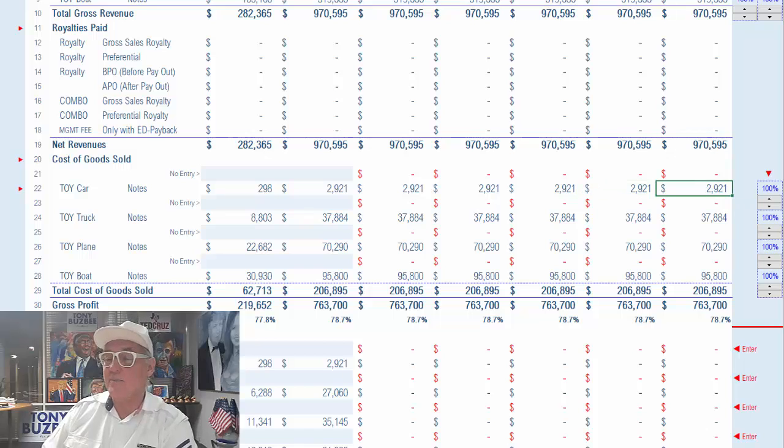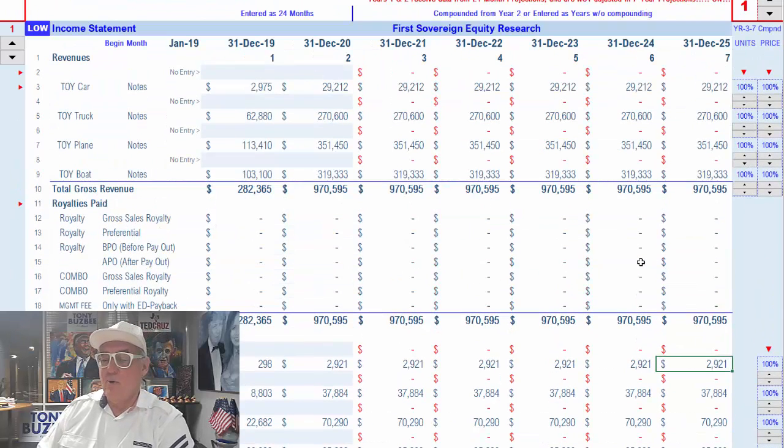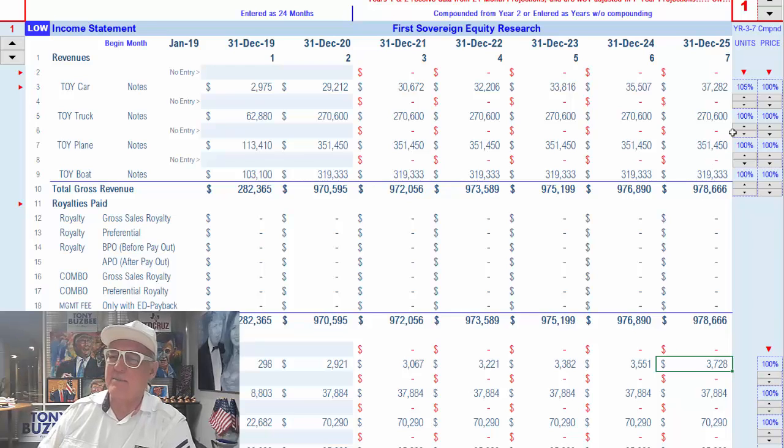Well, guess what we can do? We can increase those costs a little bit. And that might be the case. Now, I do want to show you, if we increase the number of units, naturally down here, the cost of goods will increase. It's the same ratio. I think it was like 50-50, you know, 10 bucks and 5 bucks, something like that. So that's what's going on there.